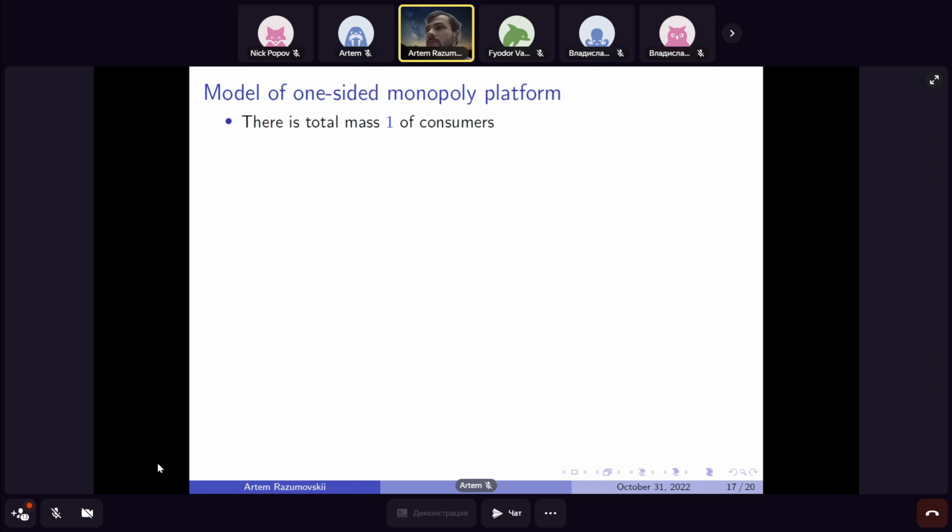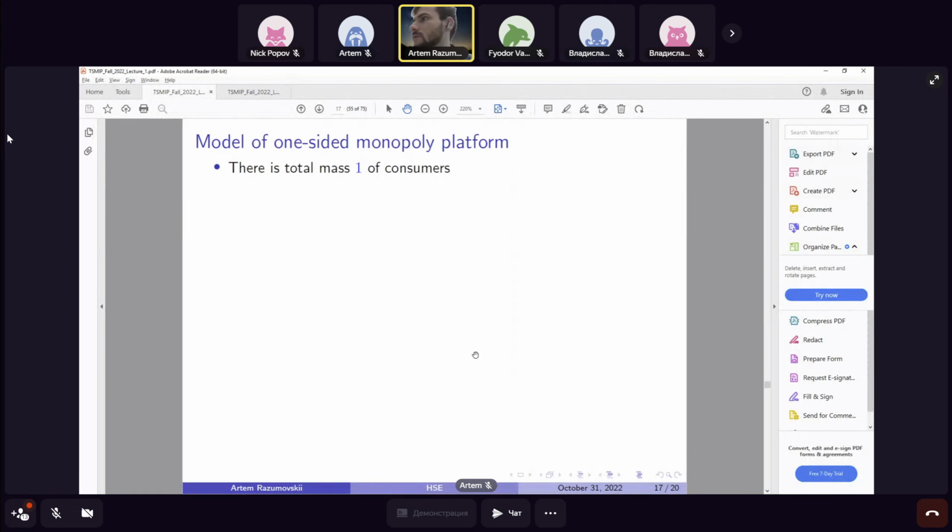So then let's move to the model. Today we will discuss the one-sided monopoly platform, which is the basic model. Then I will switch to the whiteboard to derive it with you and receive the results. We will use this model in our exercise sessions. So what I have to do, I have to stop sharing.